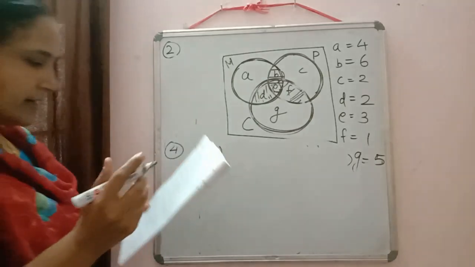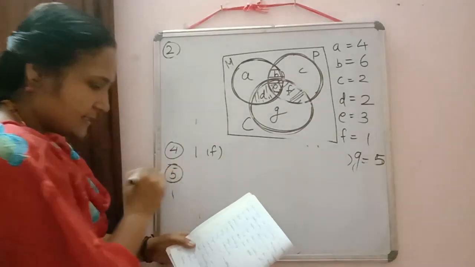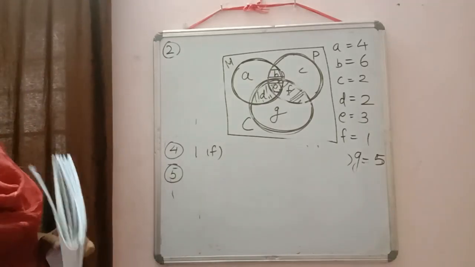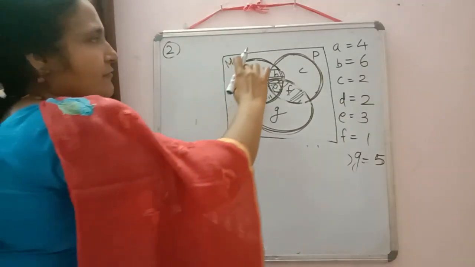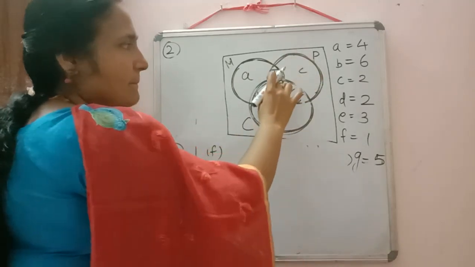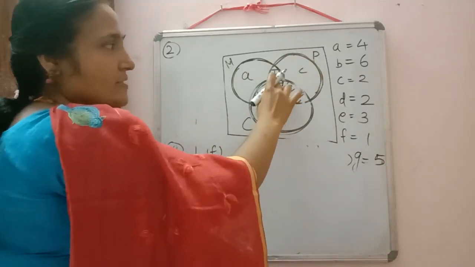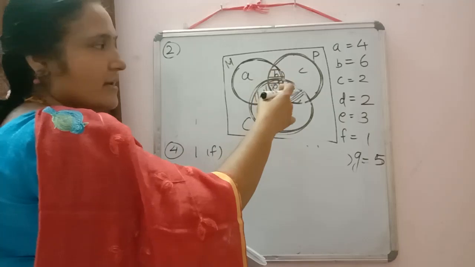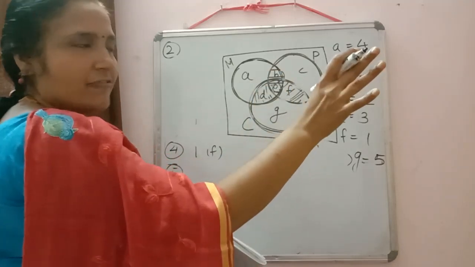Then the fifth one, mathematics and physics but not chemistry. So for maths and physics, the common region is denoted by B plus E. But E is common in all the circles there. So we don't want the value of E.